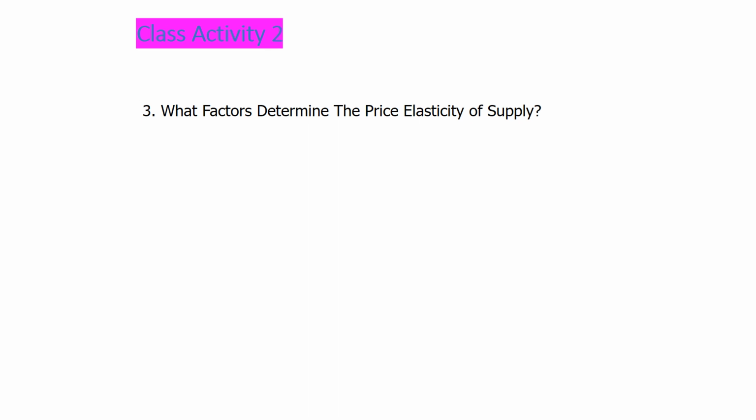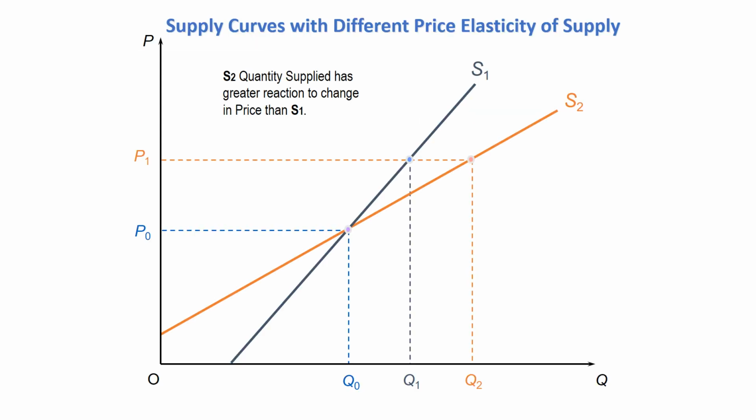Second class activity is to go out there and do some research, read some textbooks, go online, look at journal articles, and try to discover what factors determine the price elasticity of supply. So go out there, do some research, investigate what factors determine the price elasticity of supply. This should be interesting, and I'll see you in class. So what factors determine the price elasticity of supply?